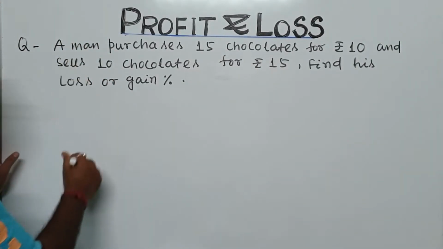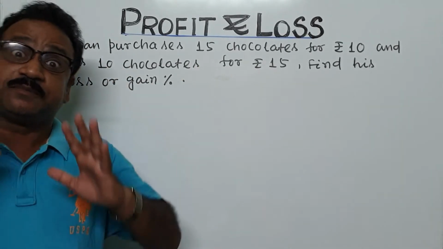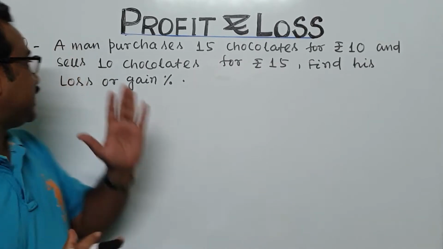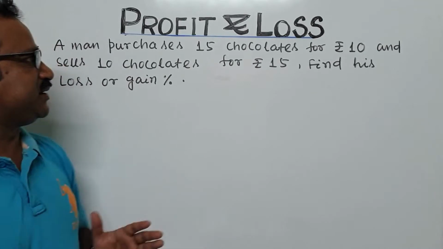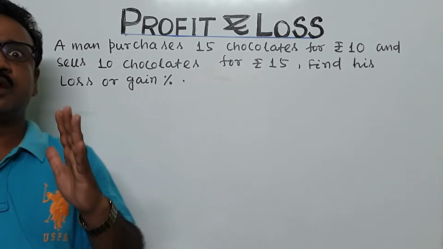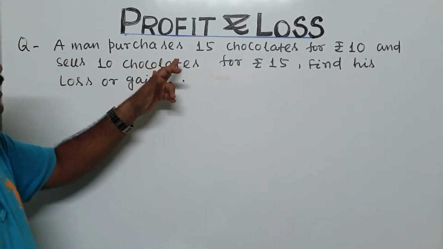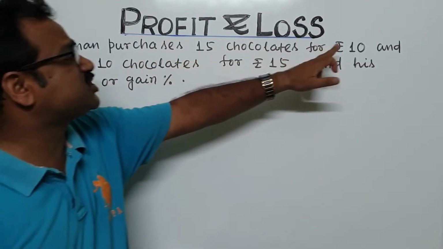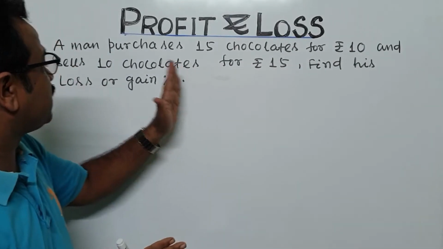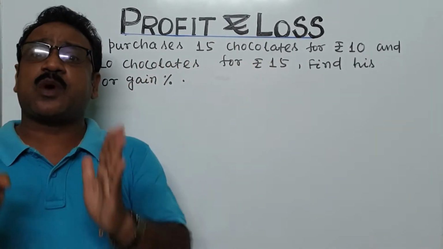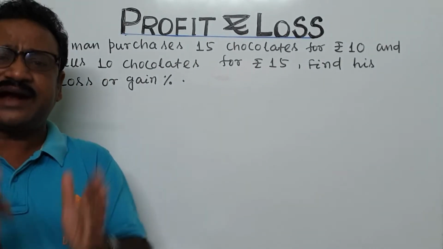So the question is given: a man purchases 15 chocolates for rupees 10 and sells 10 chocolates for rupees 15. Find its loss or gain percent. So generally what we do is that CP of 15 chocolates is rupees 10, CP of 1 chocolate is this much, SP of 10 chocolates is this much, SP of 1 chocolate is this much, then we find the difference, then we find profit and loss.